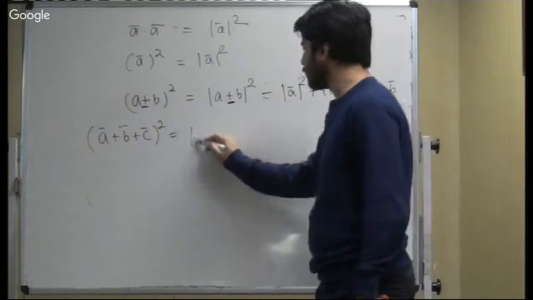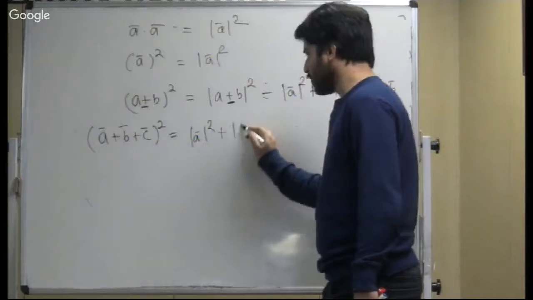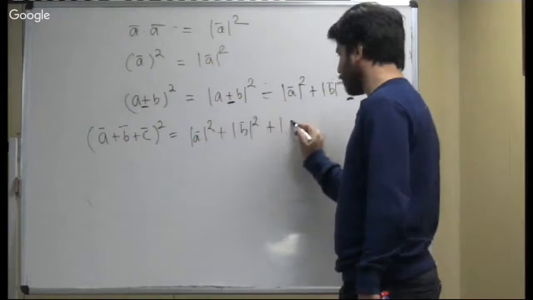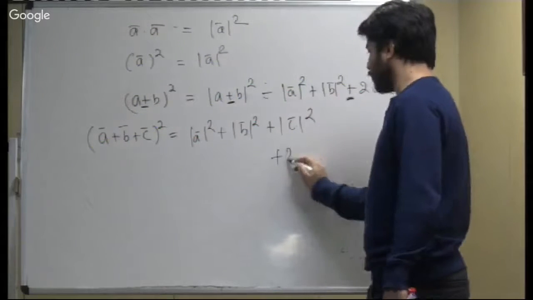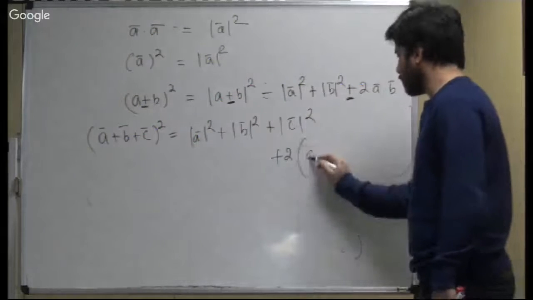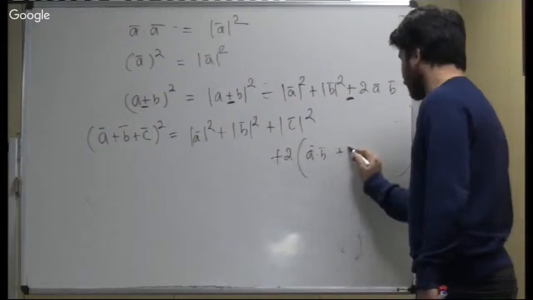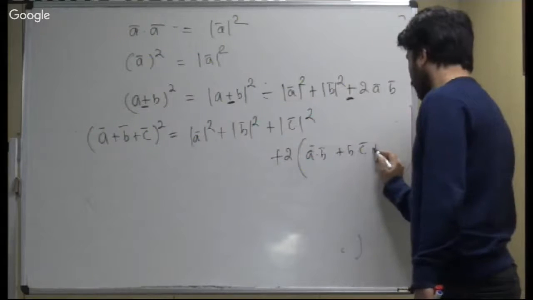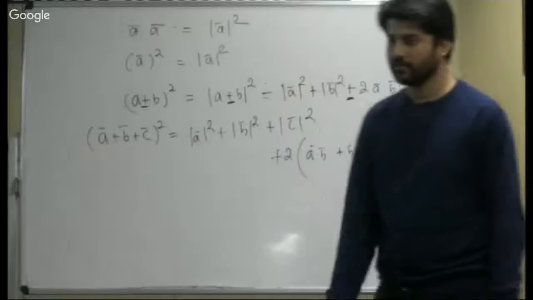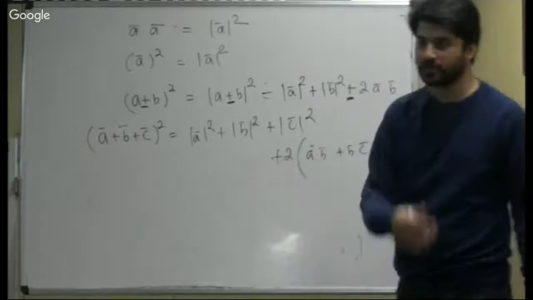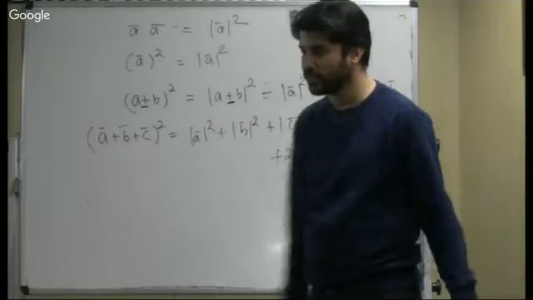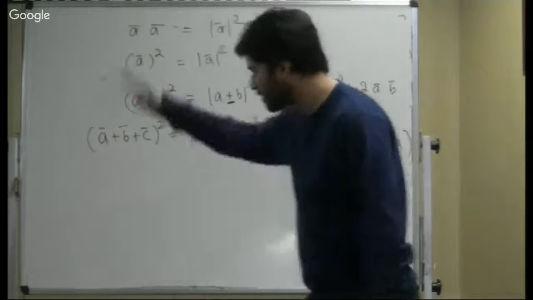Okay. Now, what about this? I can say mod A square plus mod B square plus mod C square plus twice of A dot B and so on. Clear? This is a story which you were taught in class 9, that (A plus B plus C) whole square is A square plus B square plus C square plus 2AB plus 2BC plus 2CA, right? Can we go to the next page?